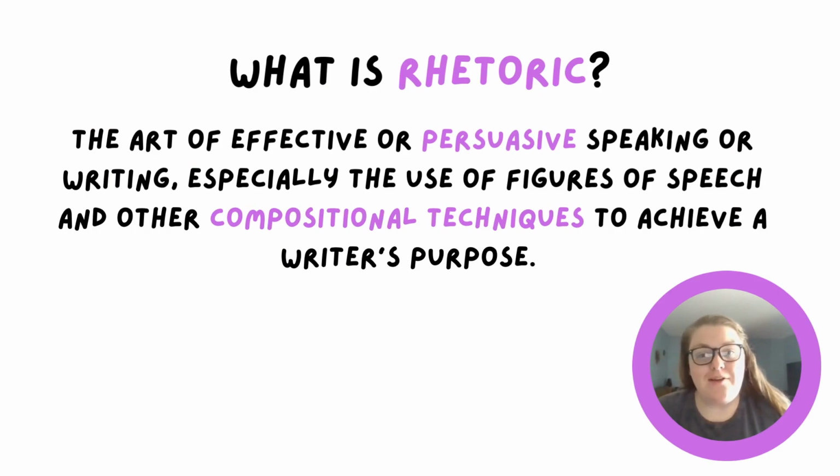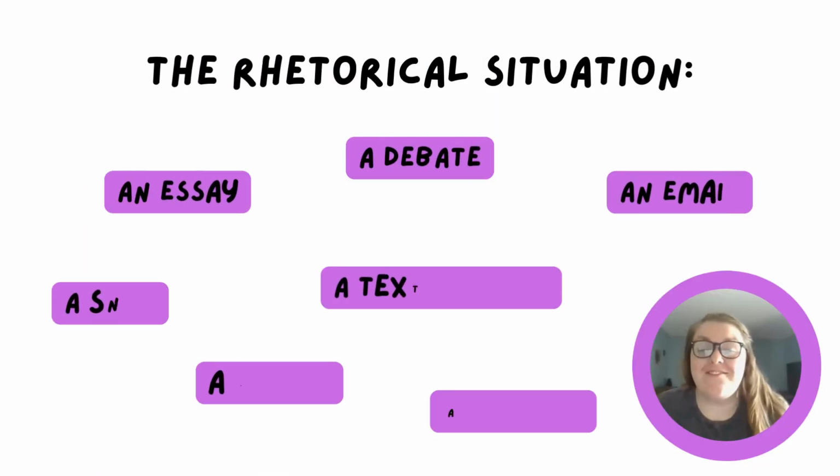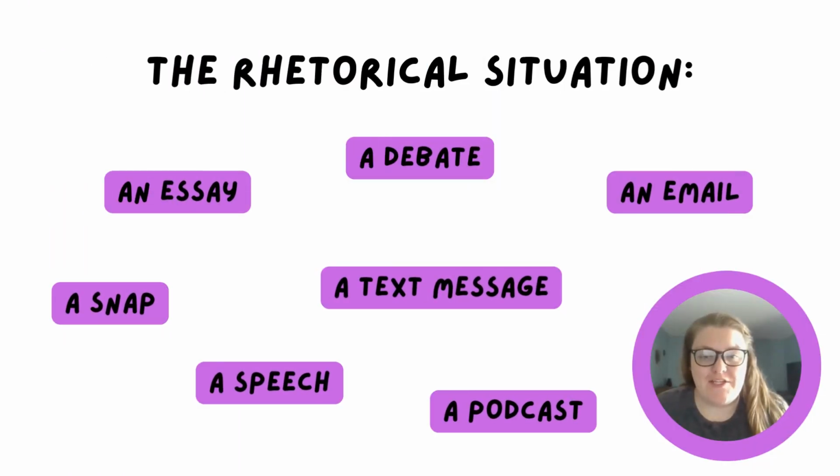What even is rhetoric? Rhetoric is the art of effective or persuasive speaking or writing, especially that uses figures of speech and other compositional techniques to achieve a writer's purpose. In the simplest terms, rhetoric is effective writing. A rhetorical situation is any opportunity to achieve purpose through writing. Anything from a post-it note all the way to a doctoral dissertation has its own rhetorical situation. That's because they're all written with purpose, even though that purpose might vary in importance.